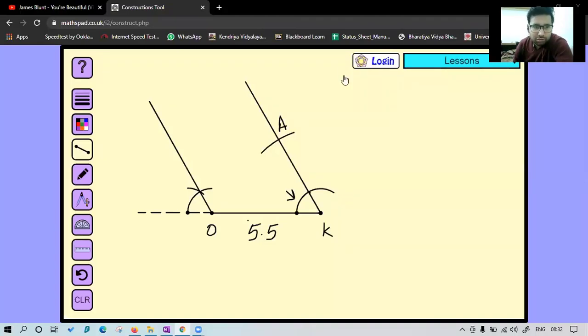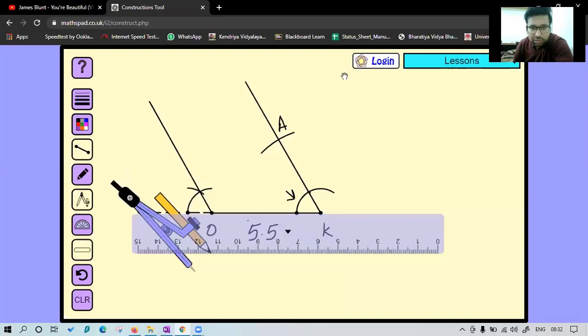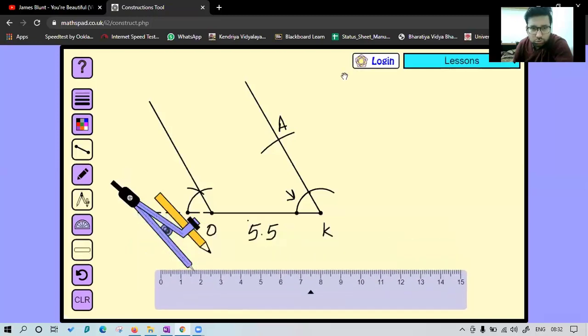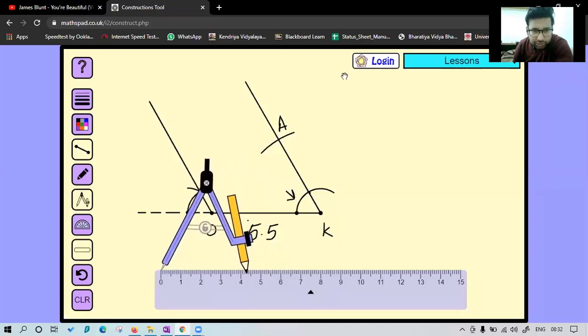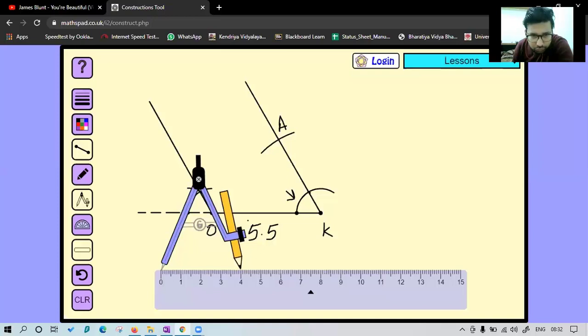And the final thing is we will just cut the arc of 4.2 from O also. Now let's cut the arc of 4.2 from this point O, and you can measure all the sides will be exactly the same as you want. 4.2 once again.